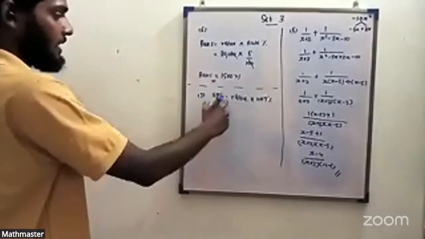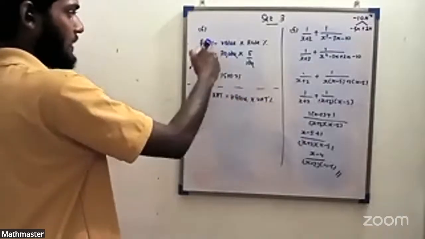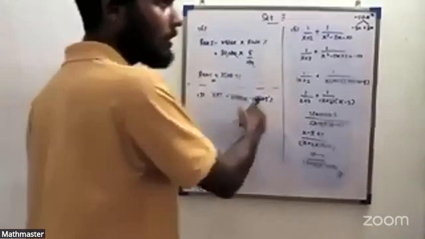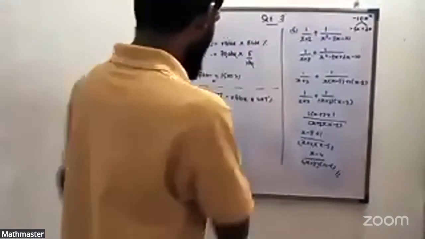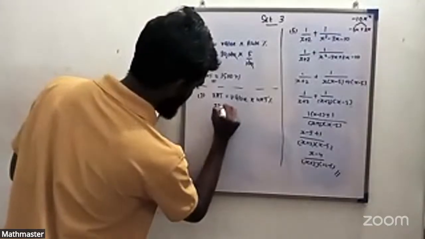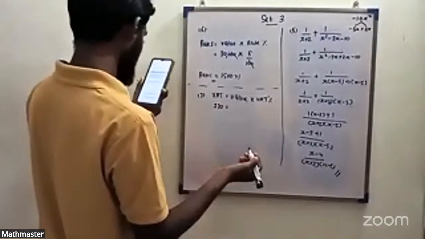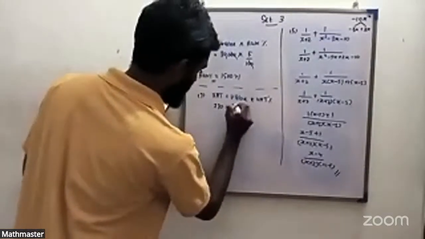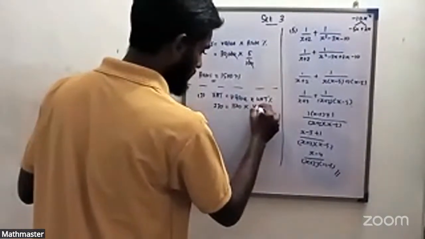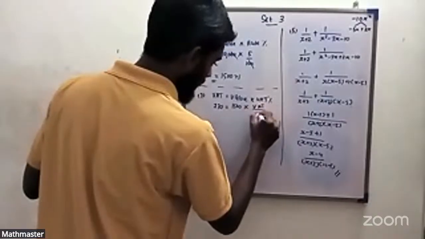VAT equals the value into VAT percentage. Here we have rates equals the value into rate percentage. Here VAT equals value into VAT percentage. VAT they have given? Yes, they have given. VAT is 270 rupees. The value is 1,500. So VAT percentage means what? VAT percentage over 100.